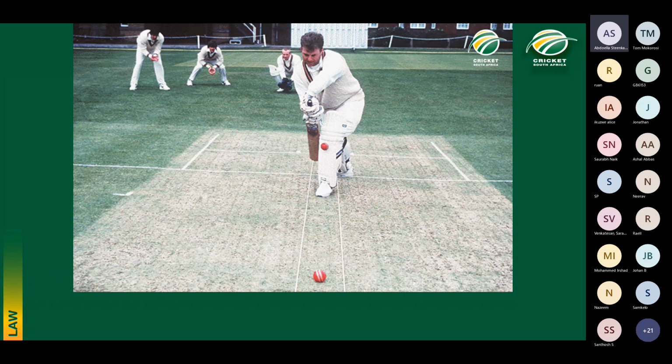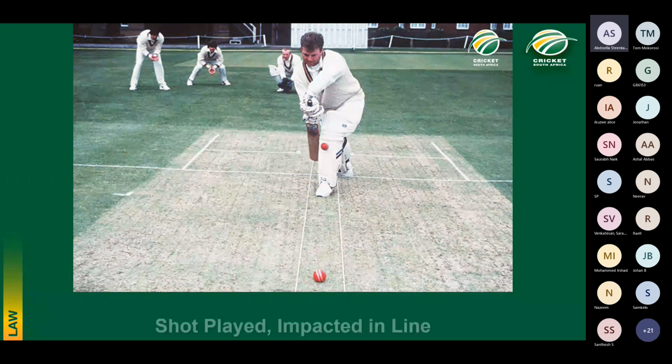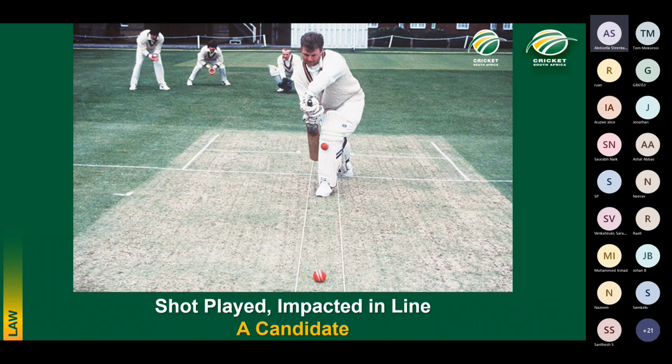When it comes to an LBW appeal, the first thing we need to consider is where did it pitch. Did it pitch between wicket and wicket or on the offside? Yes, this one pitched between wicket and wicket. Impact. Was the impact between wicket and wicket? Yes, the impact was between wicket and wicket. What's the last question that you ask yourself? Would it have gone on to hit the stumps? If the answer to that question is yes, give out LBW. If no, not out LBW.